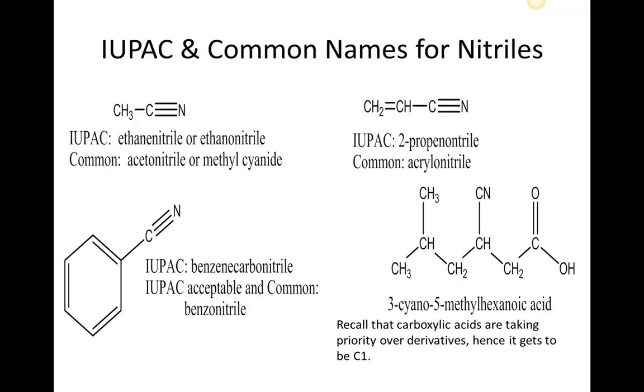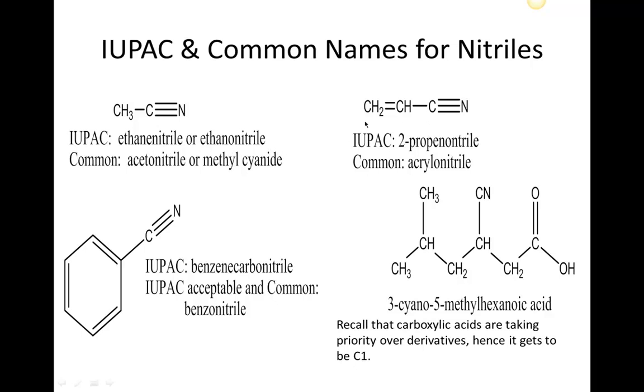So here are some more examples using both common and IUPAC names. I mentioned acetic acid is the 2-carbon acid, so this molecule is still derived from the 2-carbon acid, so the common name for that is acetonitrile, or the even older style nomenclature would have been methyl cyanide. In the newer IUPAC, they would use ethane for the 2-carbon molecule, so ethanenitrile or ethanonitrile.